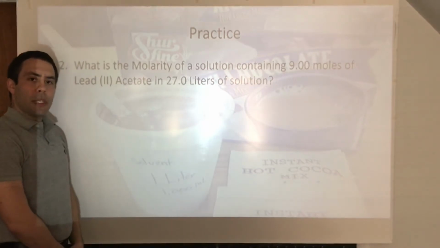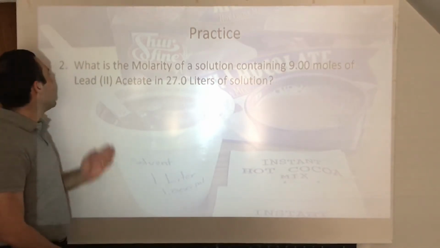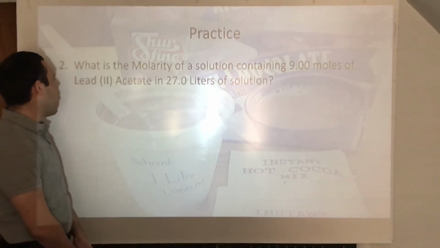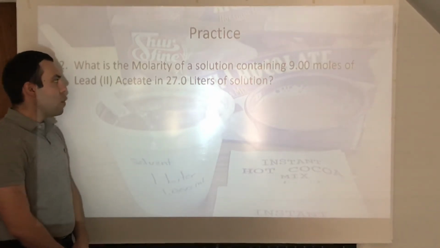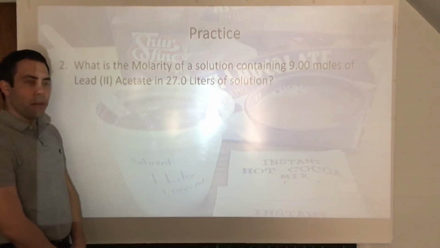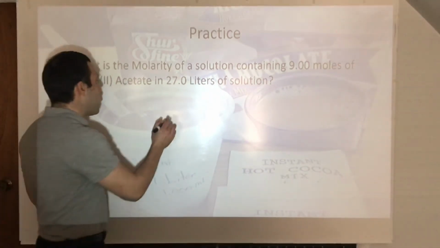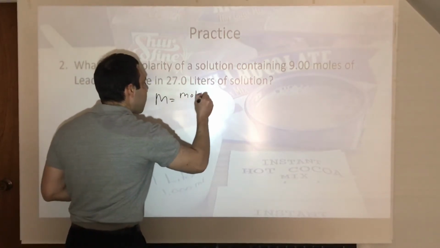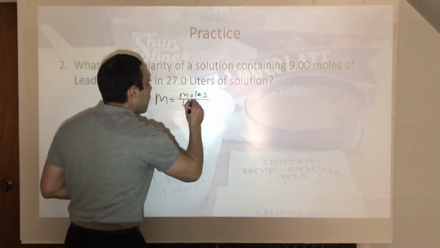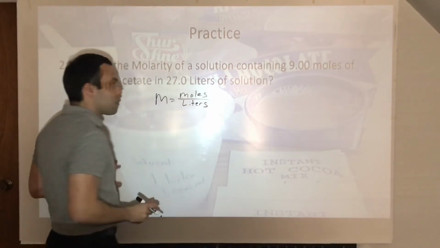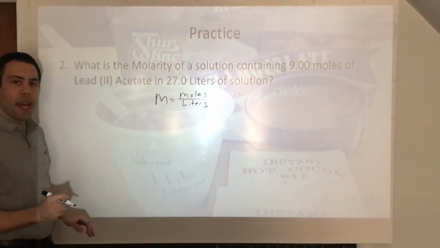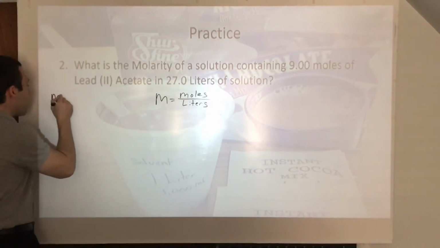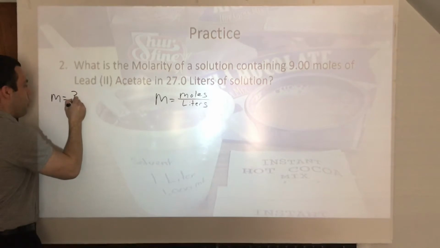Let's try another problem together. Problem number 2 states, what is the molarity of a solution containing 9.00 moles of lead(II) acetate in 27.0 liters of solution? First thing we do, we write our formula. Capital M equals moles over liters. Second thing we do is write down all of our known and unknown variables. We do not know capital M, molarity, so we put a question mark.